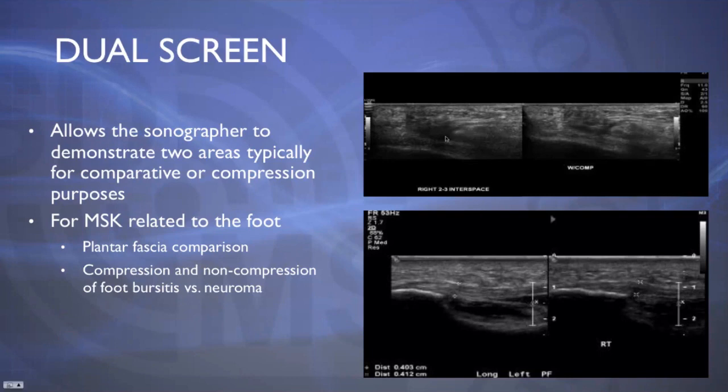We're looking at an interspace at the second and third area of the foot, and we can see that this area is more hypoechoic. It's hard to determine if this truly is a neuroma or if it's just bursitis. So we compress, and we can see that there's a nerve right here, and there is still a residual hypoechoic area that is not going away. So we're thinking that that smaller area is the neuroma with adjacent bursitis.